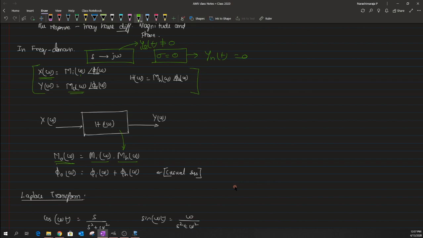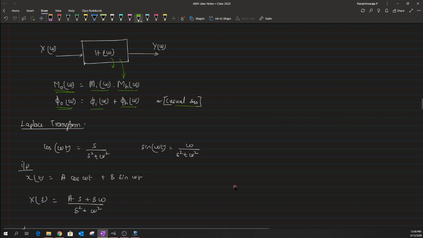Whereas the phase of the output signal is the addition of both the input phase and the phase which is nothing but the lag through the system, defined by this phi sub x of omega. That is the phase introduced by the system. Both these phases have to be added in order to define the output phase. I hope that is clear, and in general we just add these two quantities when we discuss causal systems, which you would have learned in your signals and systems course.